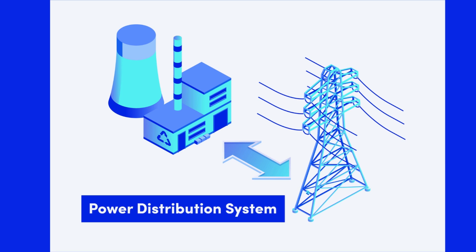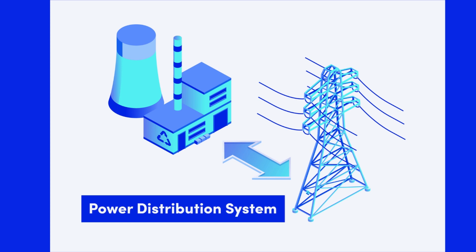A power distribution system is the network that delivers electricity from generating stations to individual consumers. It's the final leg in the journey of electricity, taking the high-voltage electricity from the transmission system and stepping it down to usable levels for homes and businesses. Here's a breakdown of how it works.